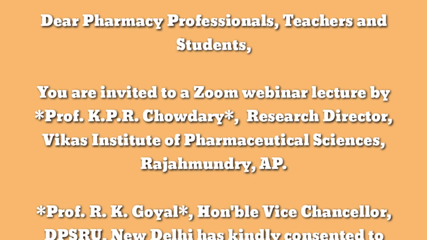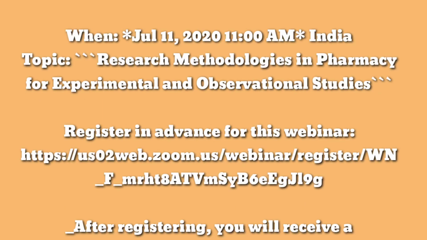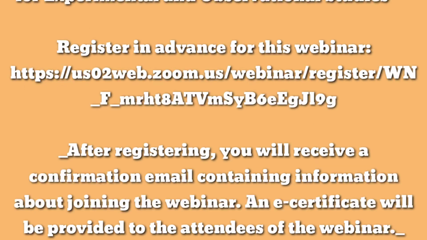Friends, coming to the next news, Vikas Institute of Pharmaceutical Sciences, Rajahmundry is organizing a webinar on research methodologies in pharmacy for experimental and observational studies. And this webinar is going to be held on 11th July, that is 11 a.m. in the morning, Indian Standard Time. If you want to register, the registration link is in the description, and after registration, you will receive a confirmation mail containing information about joining the webinar, and an e-certificate will be provided to the attendees of the webinar.